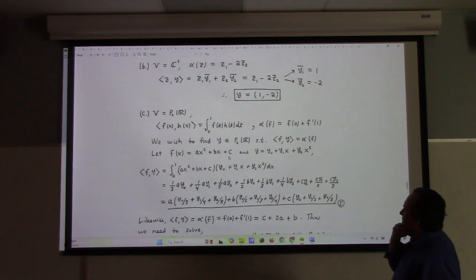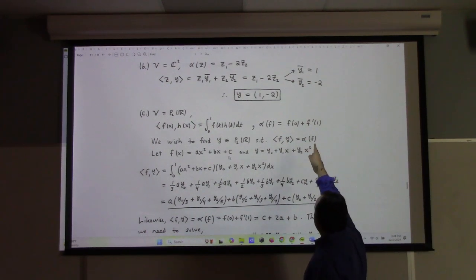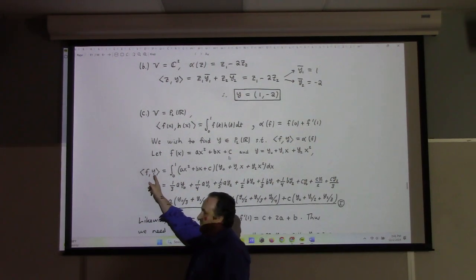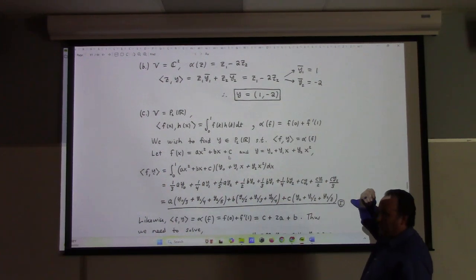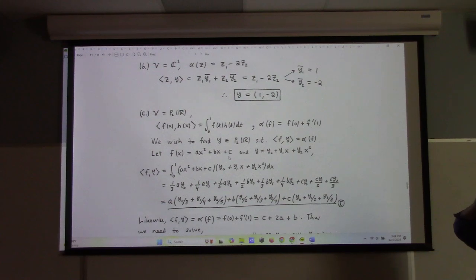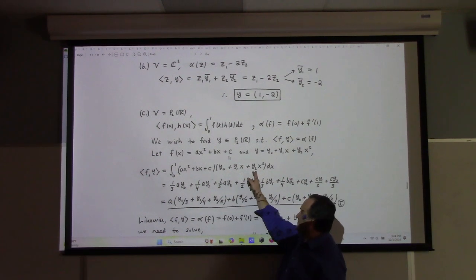F of x, right? No, alpha of f, my bad. I need alpha of f to be equal to f with y, whatever that y is. I don't know what the y is, but the context here is quadratic polynomials. So an arbitrary quadratic polynomial has the form y naught plus y1 x plus y2 x squared.